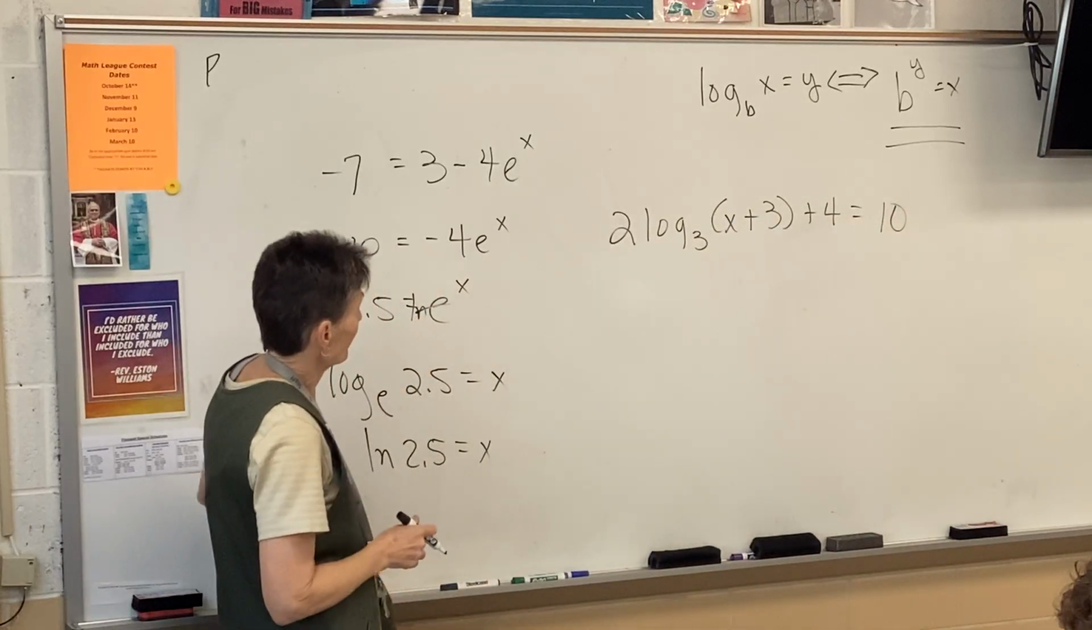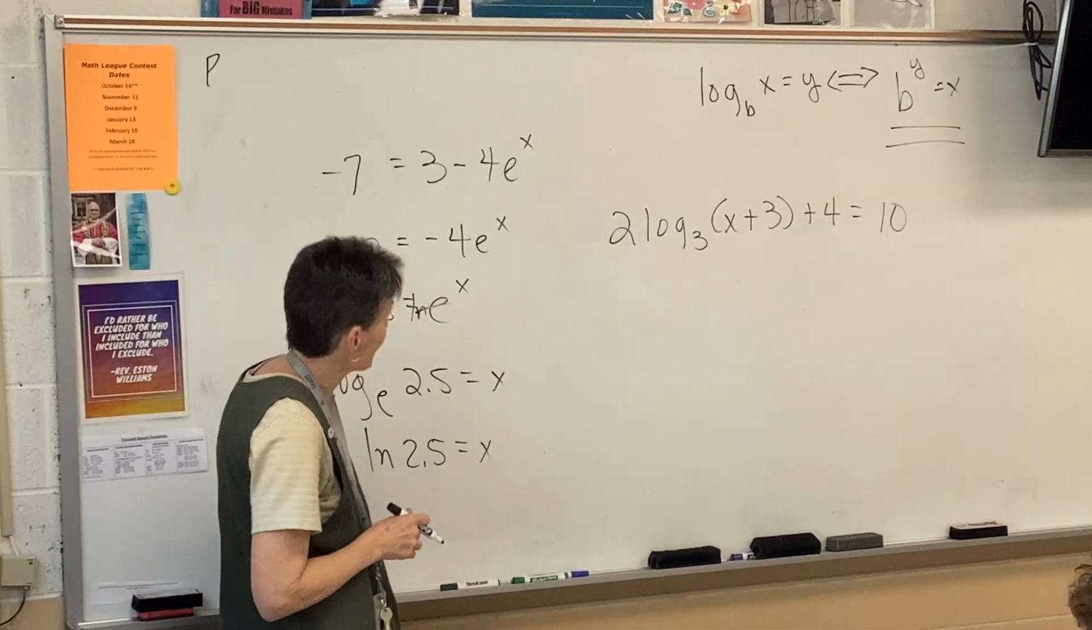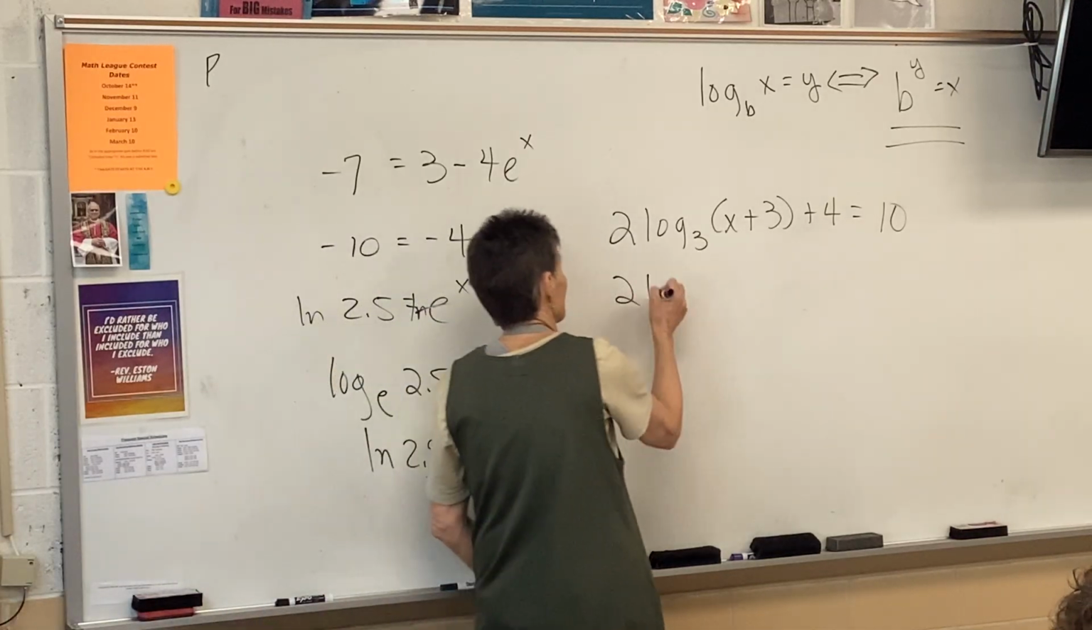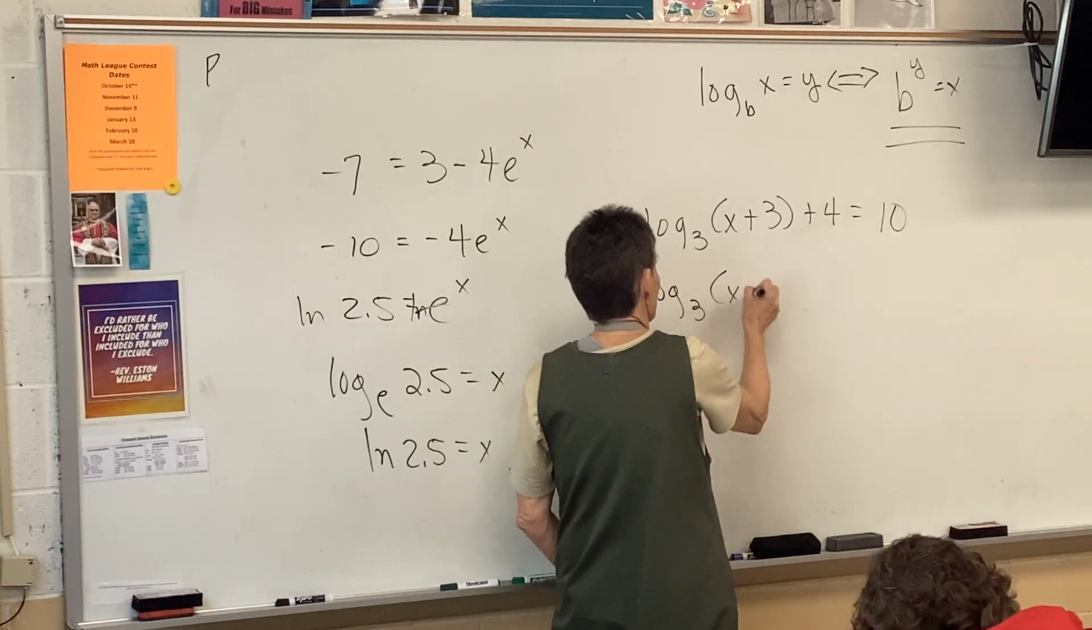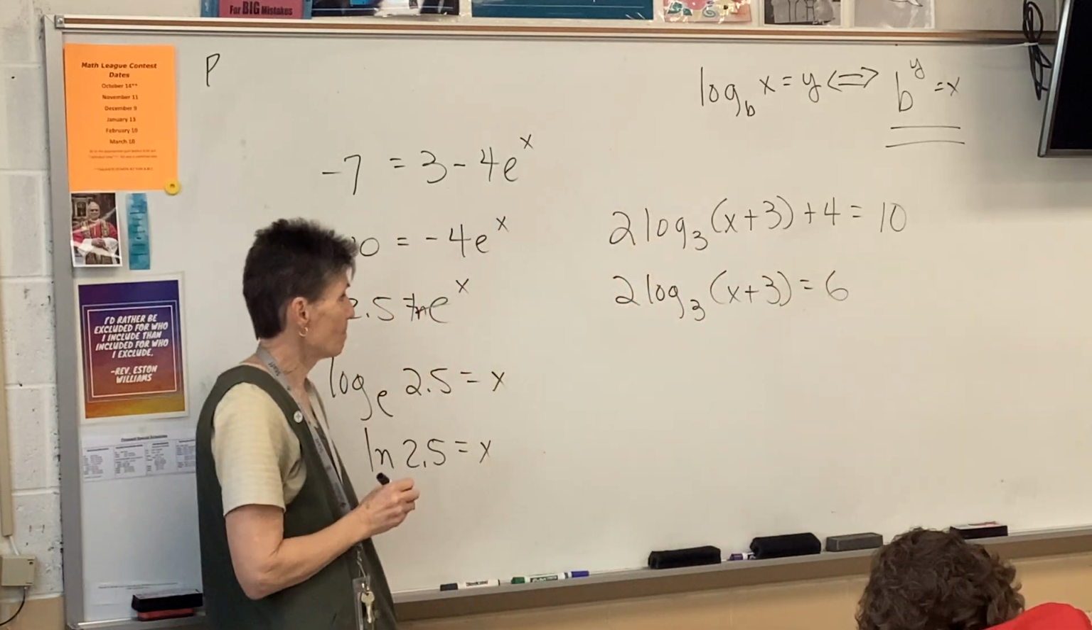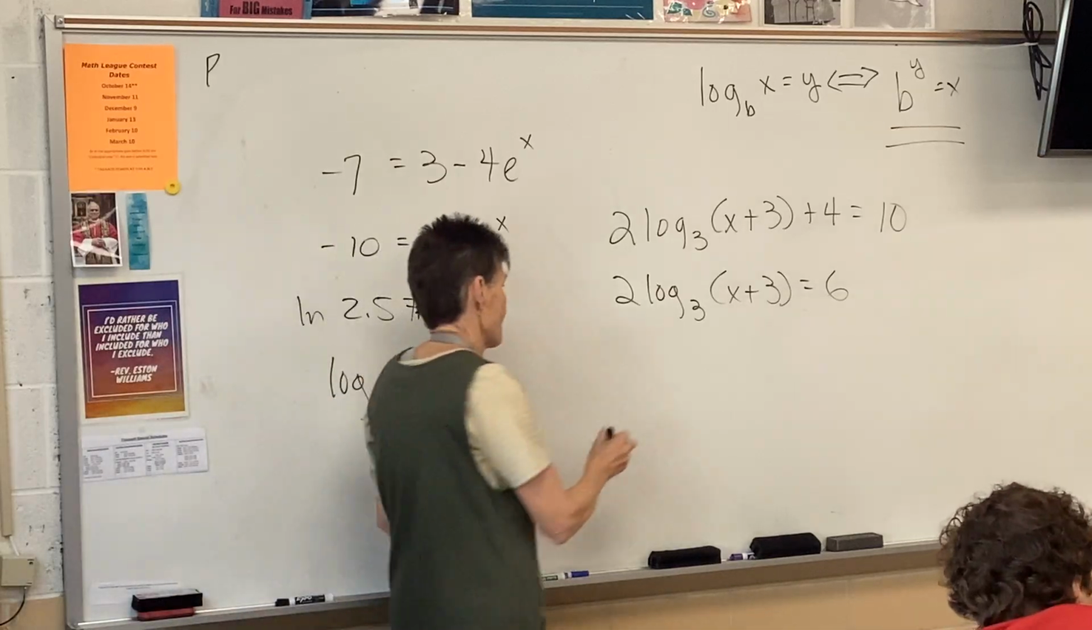Sylvia, what do you think we ought to do first? We're on 2A. I would. That's a great idea. And then what might we do, Sylvia? Divide by 2.